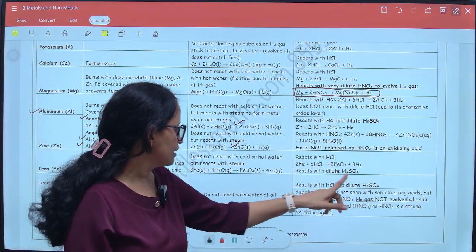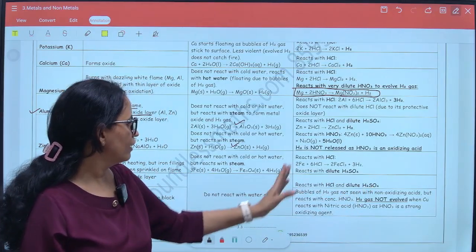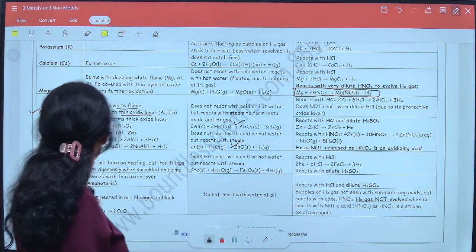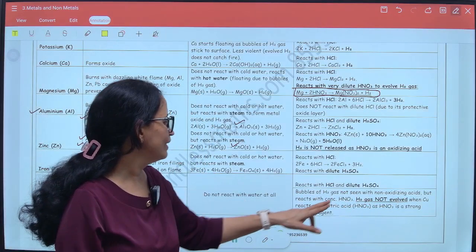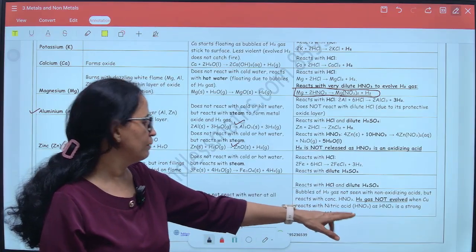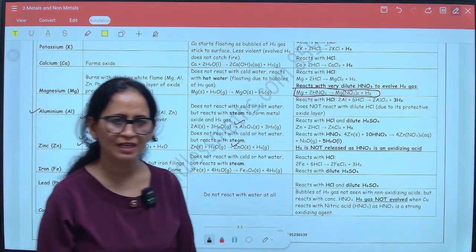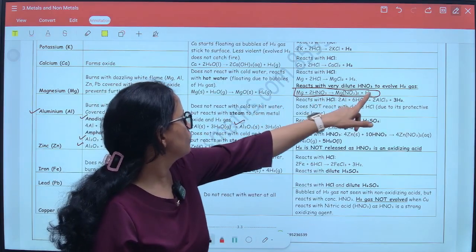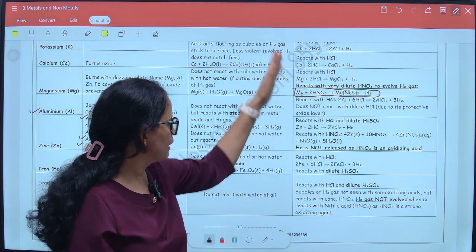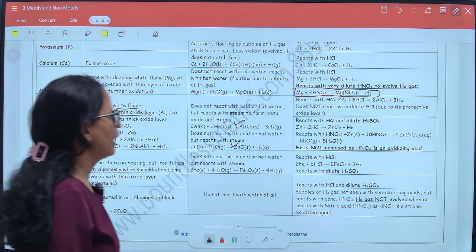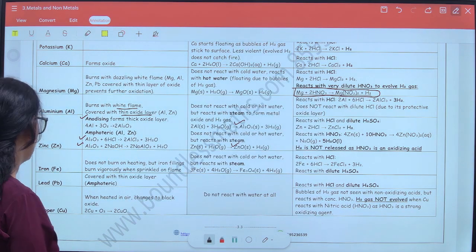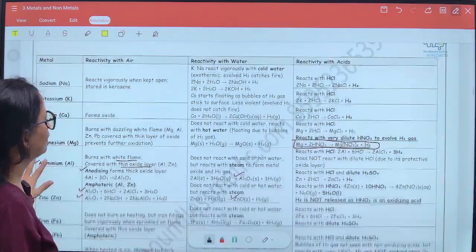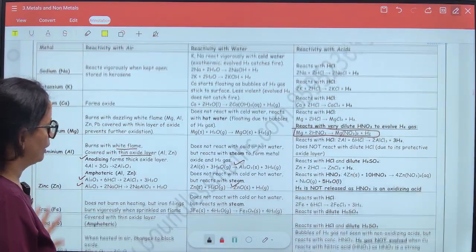Next, lead reacts with HCl and dilute H2SO4 and again H2 gas is evolved, but not with copper. With copper, H2 gas is not evolved with nitric acid HNO3 because it is again a strong oxidizing agent. So only in the case of magnesium can you see H2 being released with HNO3, but other metals don't release hydrogen with HNO3. They release hydrogen with other acids, HCl and H2SO4. So this is the entire summary of the chemical properties of metals.